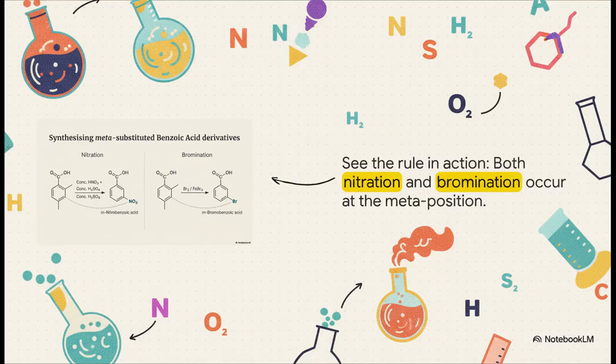And we can see this rule playing out perfectly in these two classic reactions. If you do a nitration reaction with nitric and sulfuric acids, that nitro group, the NO2, doesn't just go wherever it wants. Nope, it's directed to attach right at the meta position. It's the same exact story with bromination. The bromine atom gets steered squarely into that meta spot, all because the carboxyl group is calling the shots.